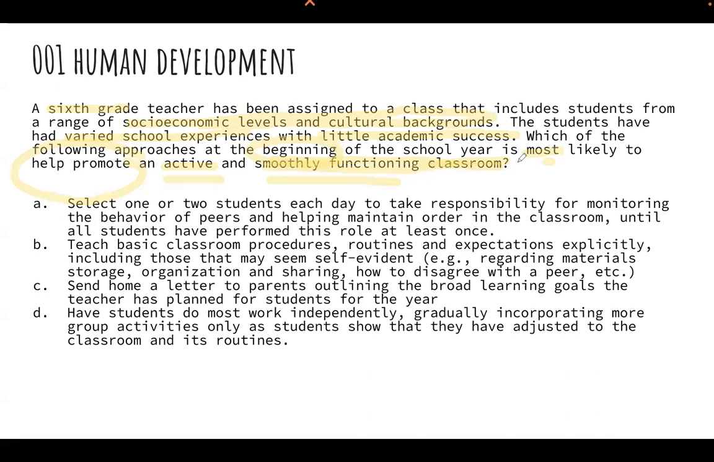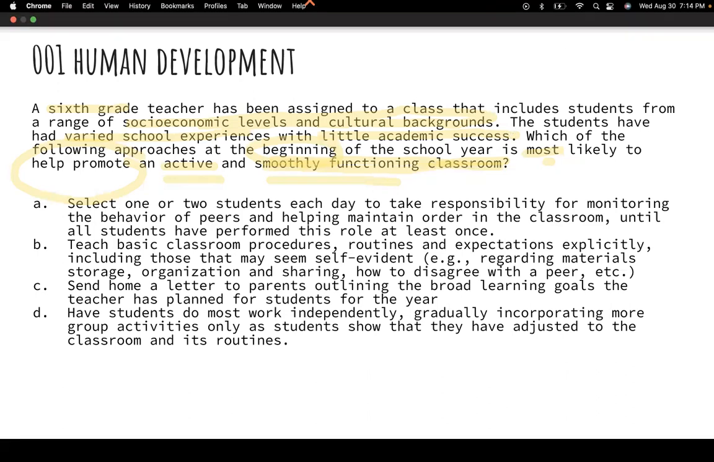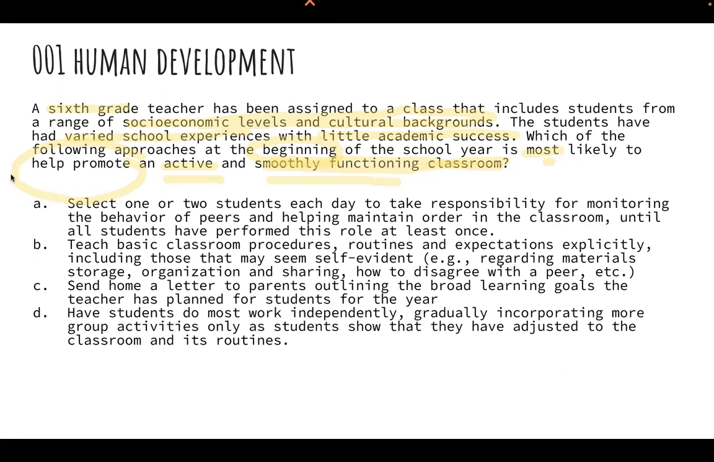We know that we're looking for the best way to have a smoothly functioning 6th grade classroom that's very diverse. So what's best practice? What do we know? Because we want to do process of elimination. What can we bet ourselves, $5? That's not it. A is not it. They're 6th graders.